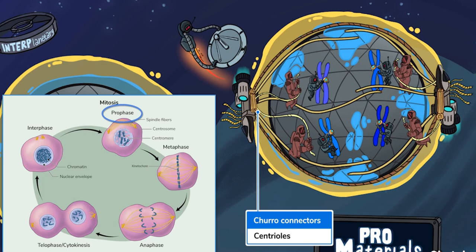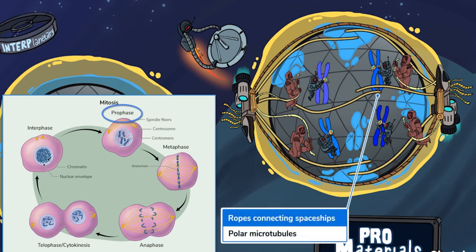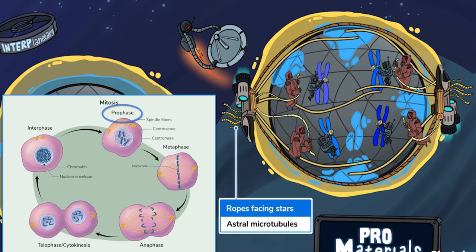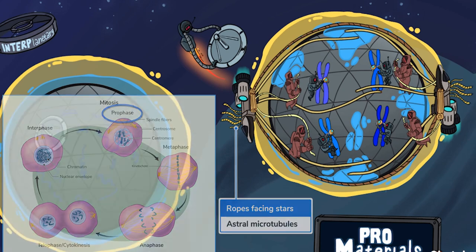There are three kinds of spindle fibers, or microtubules. Polar microtubules extend from the centrosomes and overlap each other at the center. They help move the spindle apparatus apart during mitosis. Astral microtubules extend from the centrosomes to the cell membrane. To remember astral microtubules, we drew these ropes facing the stars.